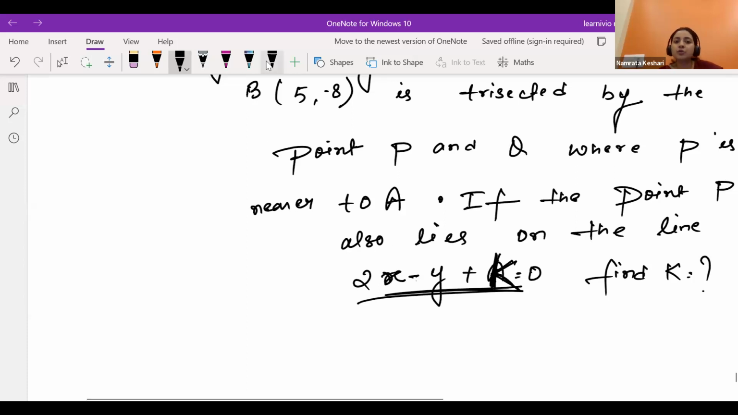So you have already done the major task, you got P as -3 comma 2. That P lies on this line. So if P lies on this line, can we say that this point will satisfy this equation? Yes or no? It will satisfy this equation. P lies on this line, that means it will satisfy the equation.